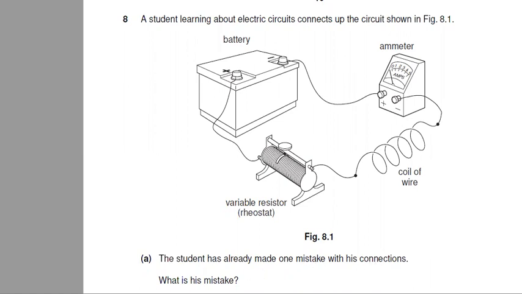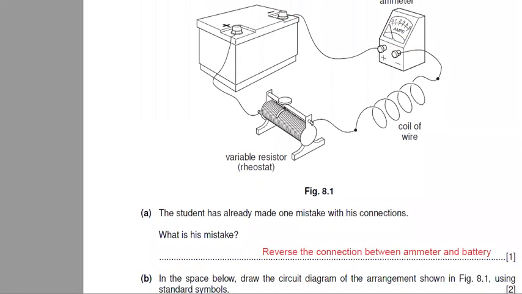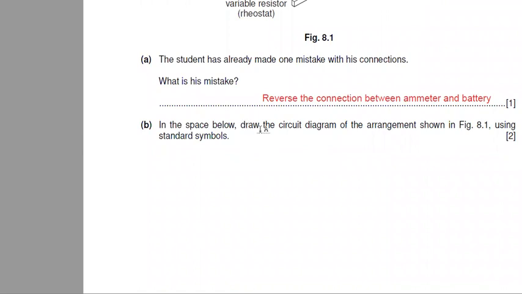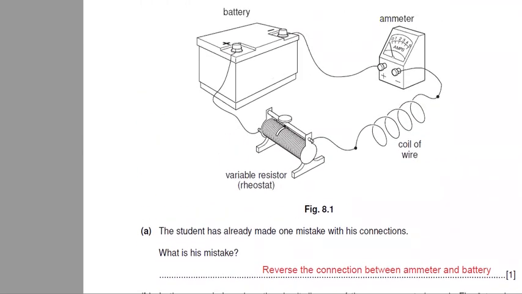What is his mistake? As you can see, the mistake is that the negative part of the battery should be connected to the negative part of the ammeter, not the positive part. So this is wrong. It should be negative to negative. So at this point we should reverse the connection between the ammeter and the battery. In the space below, draw a circuit diagram using standard symbols.